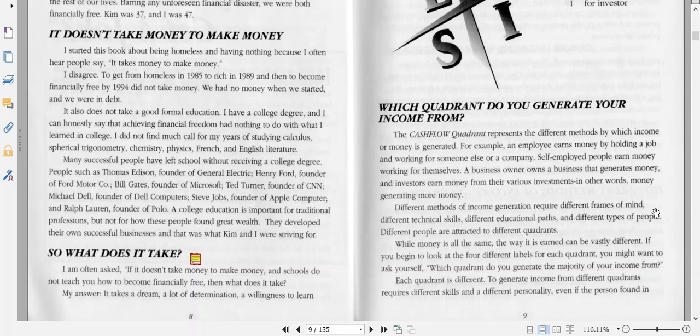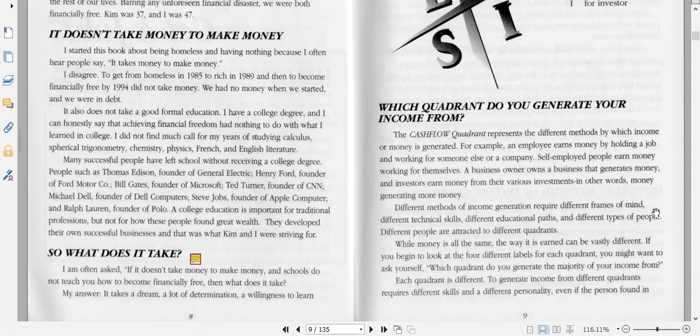For example, an employee earns money by holding a job and working for someone else or a company. Self-employed people earn money working for themselves. A business owner owns the system that generates money, and investors earn money from their various investments. In other words, money generates more money.